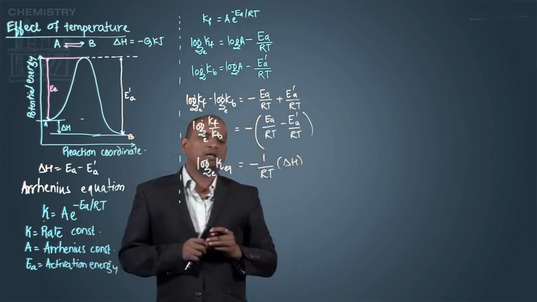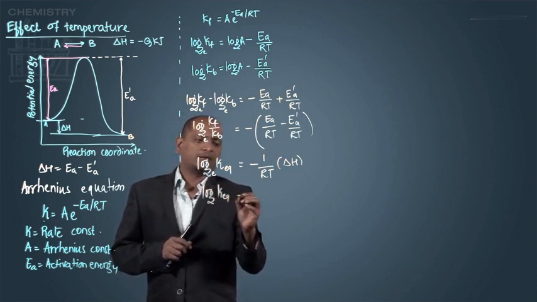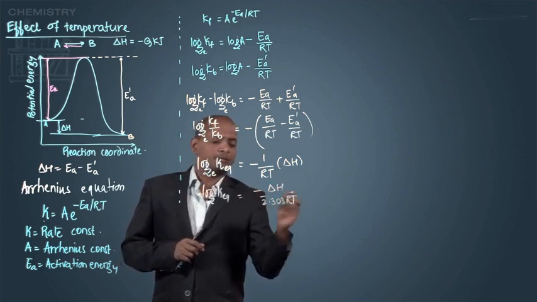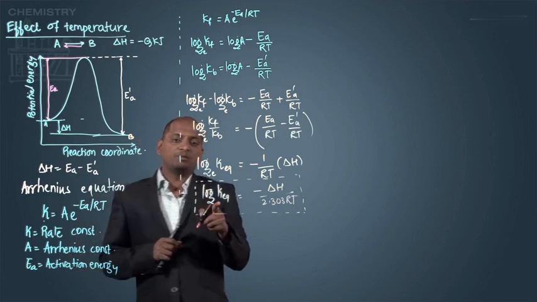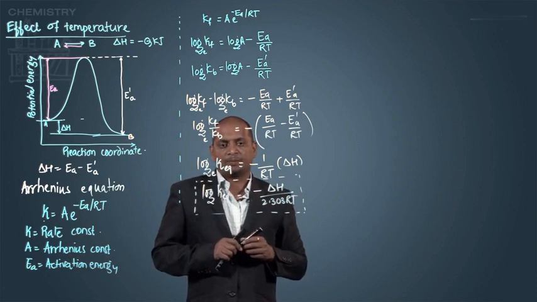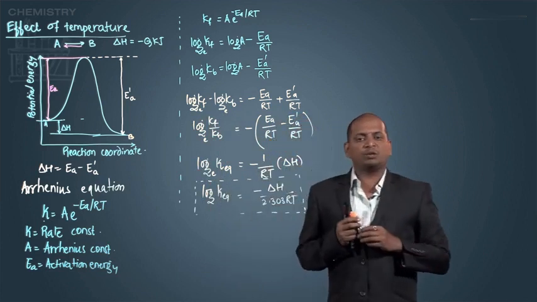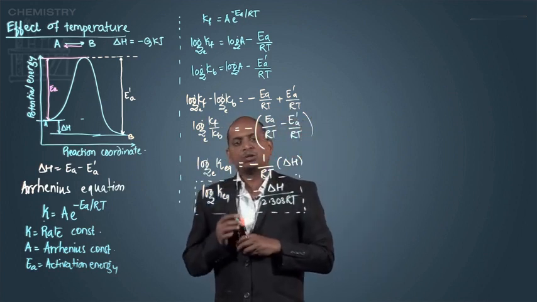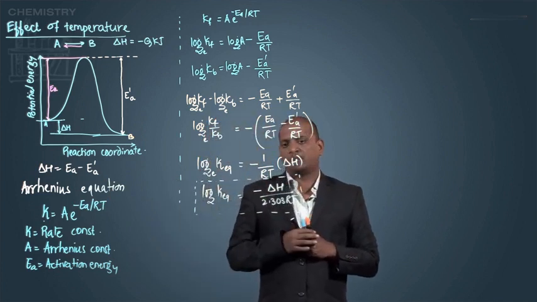So we are getting a new expression now. If I have to convert into log to the base 10, I can write it as minus delta H upon 2.303 RT. So this clearly indicates how the equilibrium constant depends on temperature if delta H remains constant. So we can calculate the equilibrium constant at different temperatures by using this expression. This is actually derived from the Arrhenius equation.